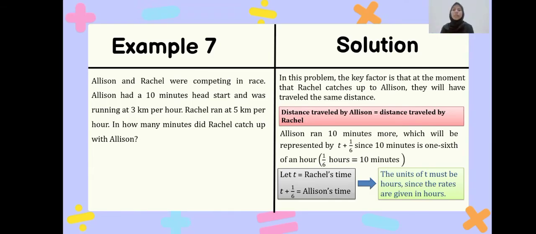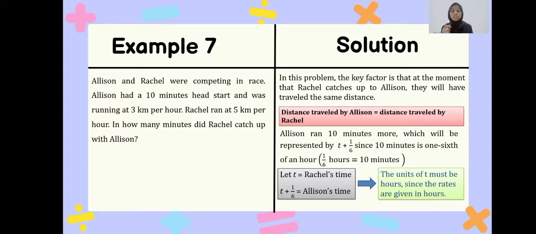Next, example number 7. Allow me to read it. Allison and Rachel were competing in a race. Allison had a 10 minute head start and was running at 3 km per hour. Rachel ran at 5 km per hour. The question is, in how many minutes did Rachel catch up with Allison?